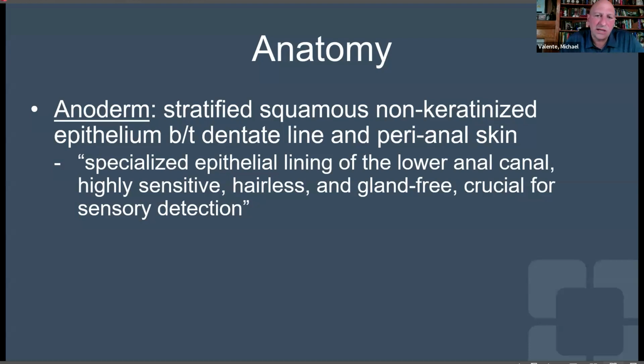So what is this anoderm? I didn't know what they were even talking about when I was in residency. Anoderm, it all looked the same to me, even in the beginning of fellowship. Okay, well, I know the dentate line, but what does it mean to leave this? Really, from the dentate to the anal verge is anoderm. There's no hair there. It's kind of shiny when you pull on it or stretch it.